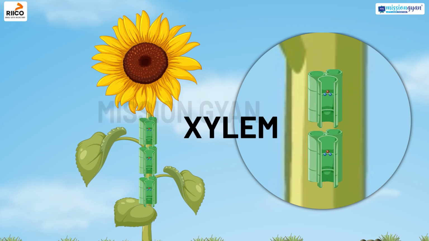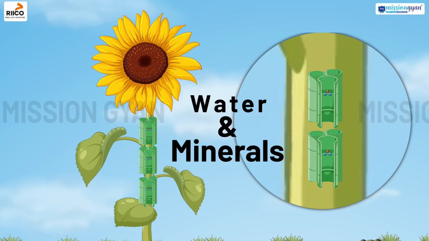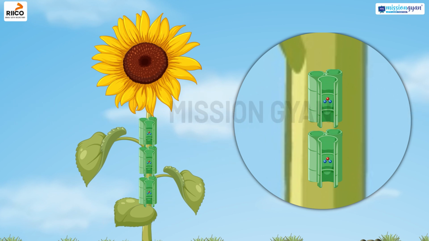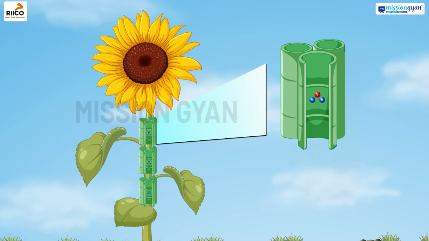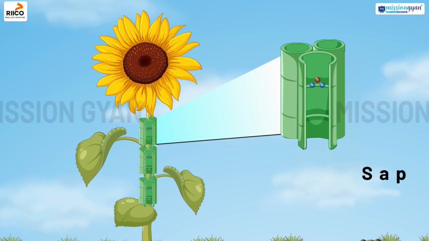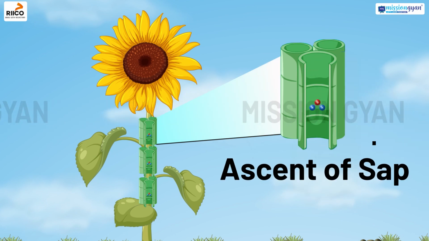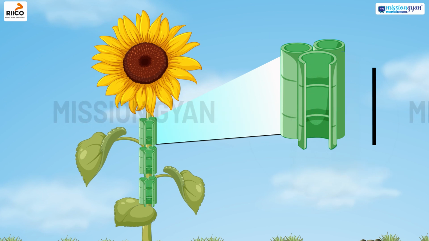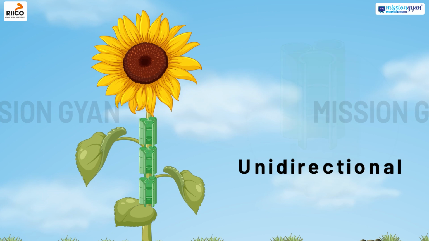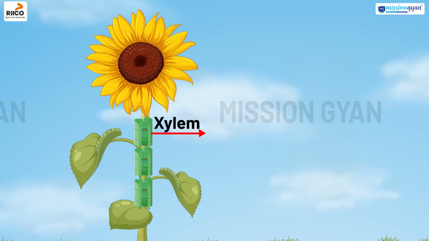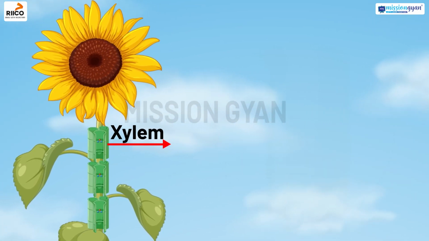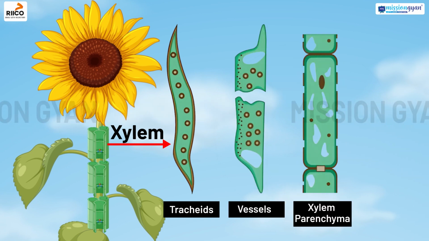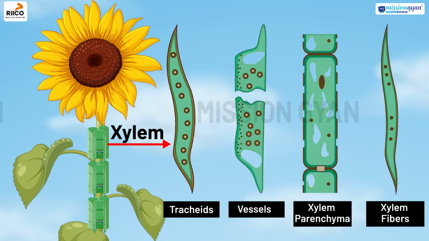Xylem is a vascular tissue that carries water and minerals from roots to all parts of the plant. The movement of water through the xylem is called the ascent of sap. This movement is only in the upward direction, hence unidirectional. Xylem tissue is made up of 4 types of cells: tracheids, vessels, xylem parenchyma, and xylem fibers.